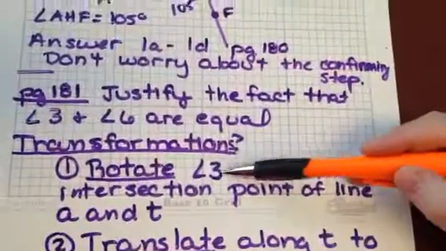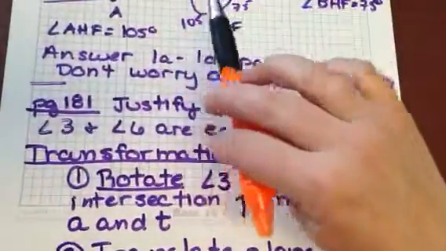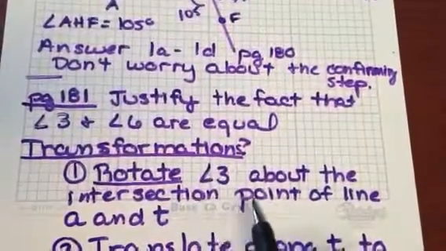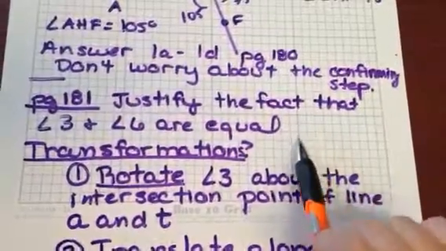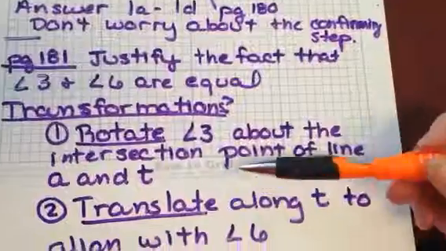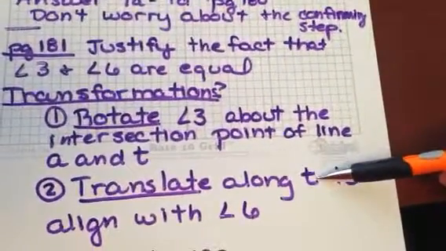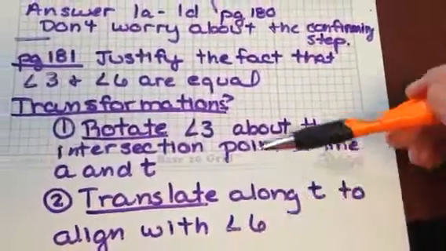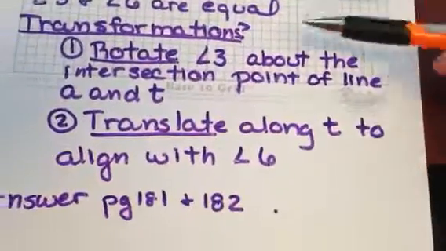So the first thing you can do is imagine angle 3 and rotate it, meaning just turn it around like that, okay? So you're going to rotate angle 3 about the intersection point of your lines A and T, and then translate it, meaning just move it, okay? So translating, moving it along that transversal line T, if you bring it all the way down, it's going to perfectly align with angle 6. And this is how you would justify that angles 3 and 6 are equal.